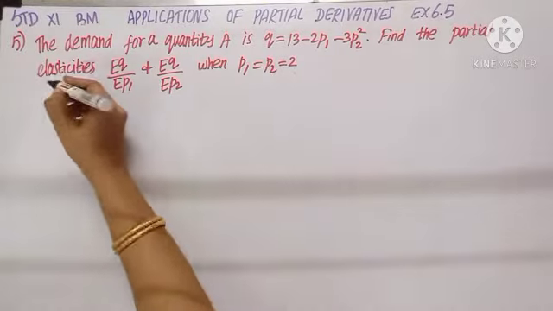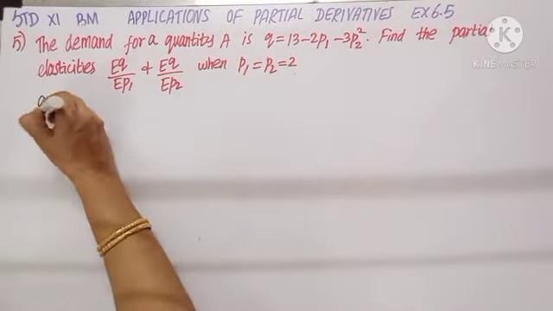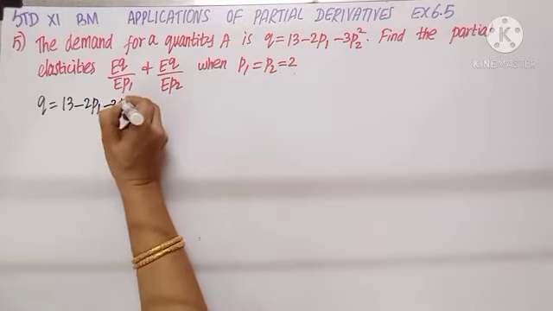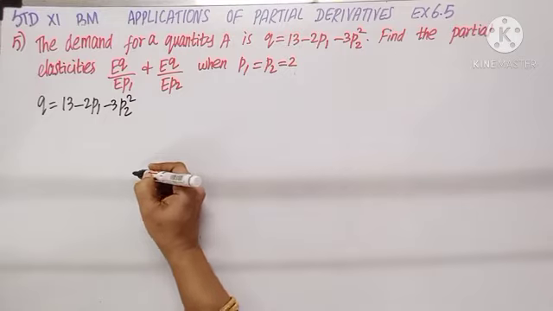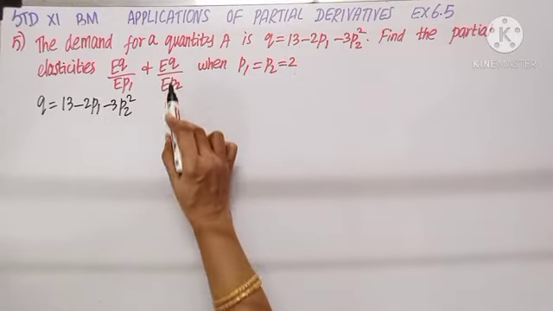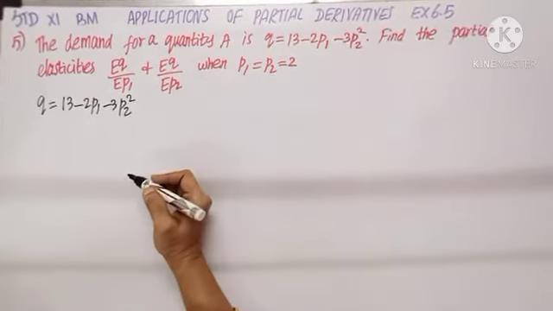Exercise 6.5, question number 5. The demand for a commodity A is Q equals 13 minus 2P1 minus 3P2 square. Find the partial elasticities EQ by EP1 and EQ by EP2 when P1 and P2 are equal to 2.